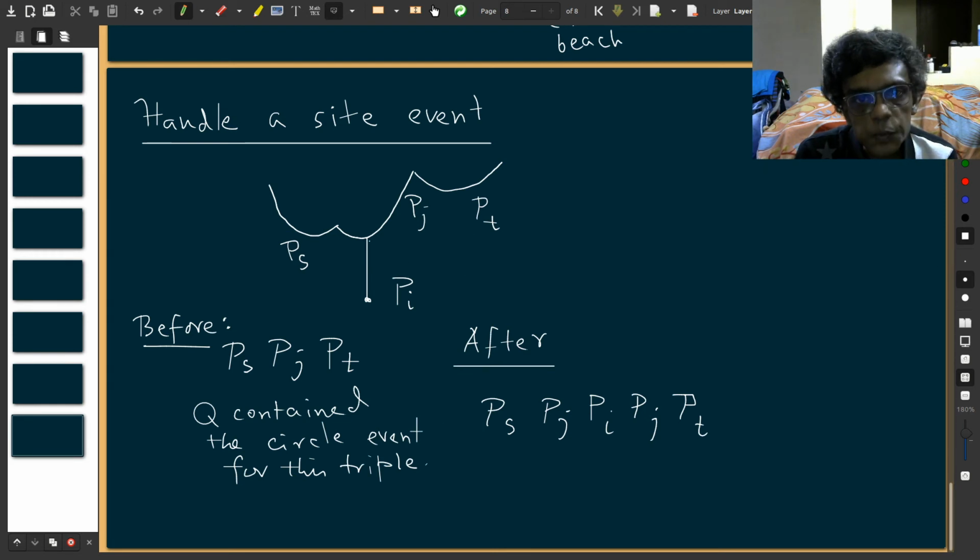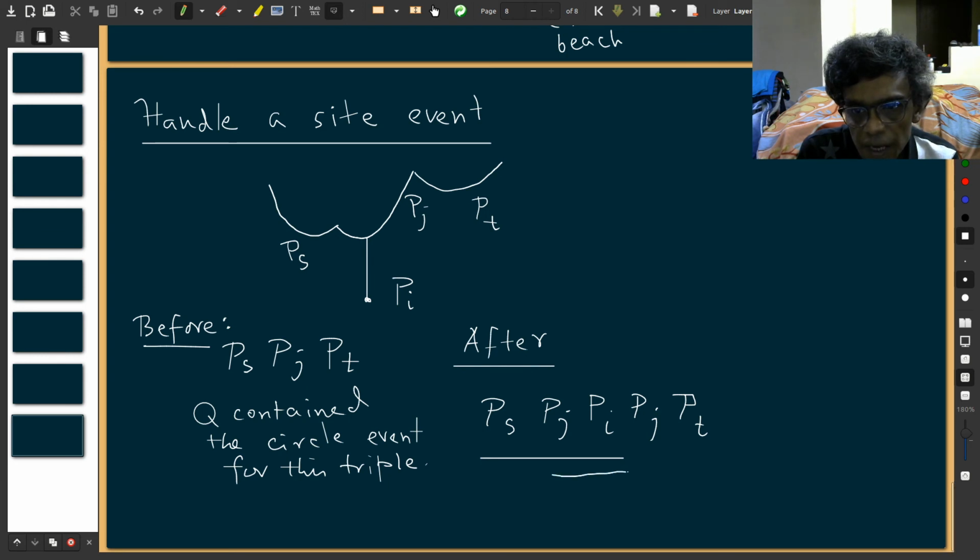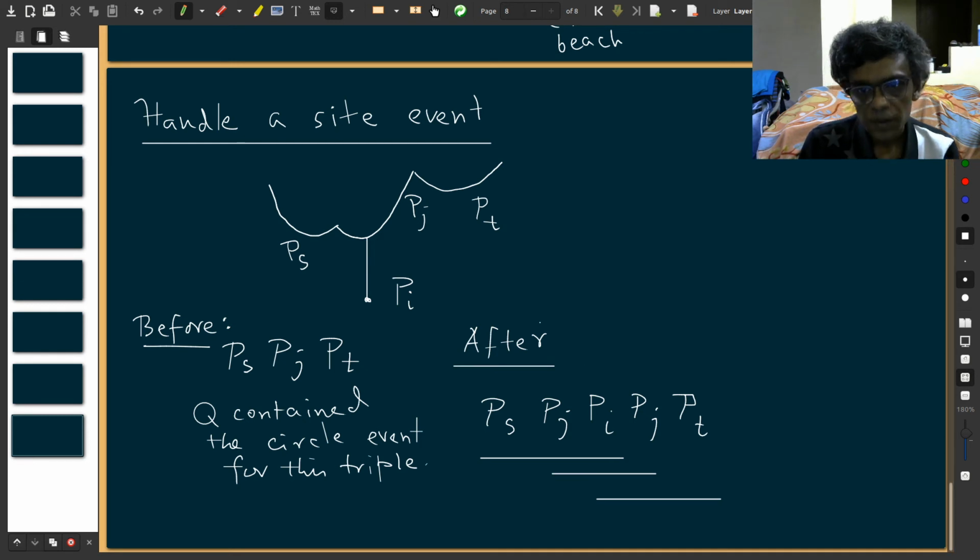But after Pi is introduced, Ps, Pj and Pt are no longer adjacent. Now you see there are 3 adjacent triples: Ps, Pj, Pi; Pj, Pi, Pj; and Pi, Pj, Pt. But Pj, Pi, Pj, this triple cannot constitute a circle event because they belong to only 2 sites. But Ps, Pj, Pi will, and Pi, Pj, Pt will.